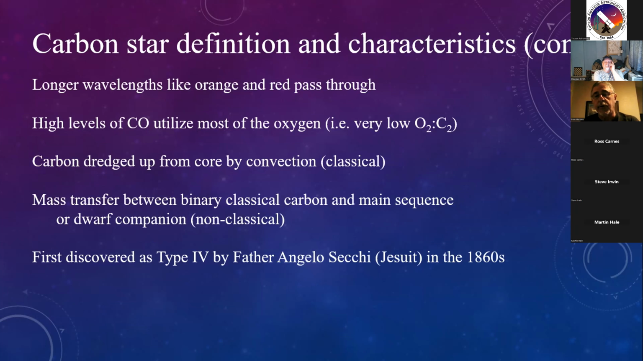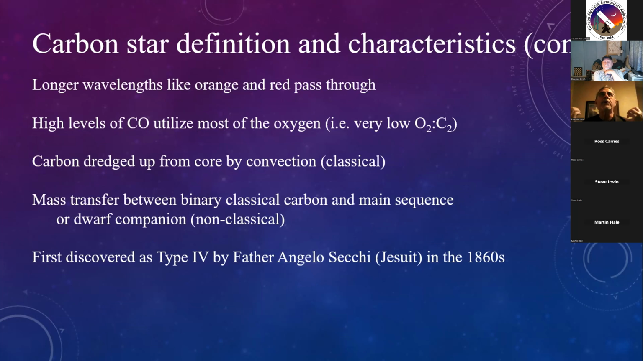You'll see they're referred to, and I'll talk a little bit more about that, the classical, which is carbon dredged up from the core by convection, and then mass transfer between a binary system where you have a classical carbon and main sequence or dwarf companion. And basically that larger star is pulling, of course, from the dwarf or the main sequence.